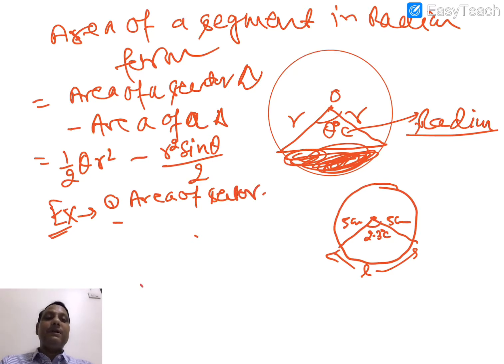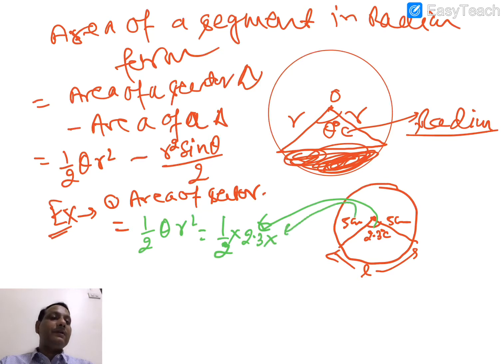So what is the formula? I told you, I'm going to use the radian form, so I will write half theta r squared. So you know half, and theta is this portion here. That's 2.3 times the radius, which is 5 squared. So you can write 2.3 times 25 over 2.